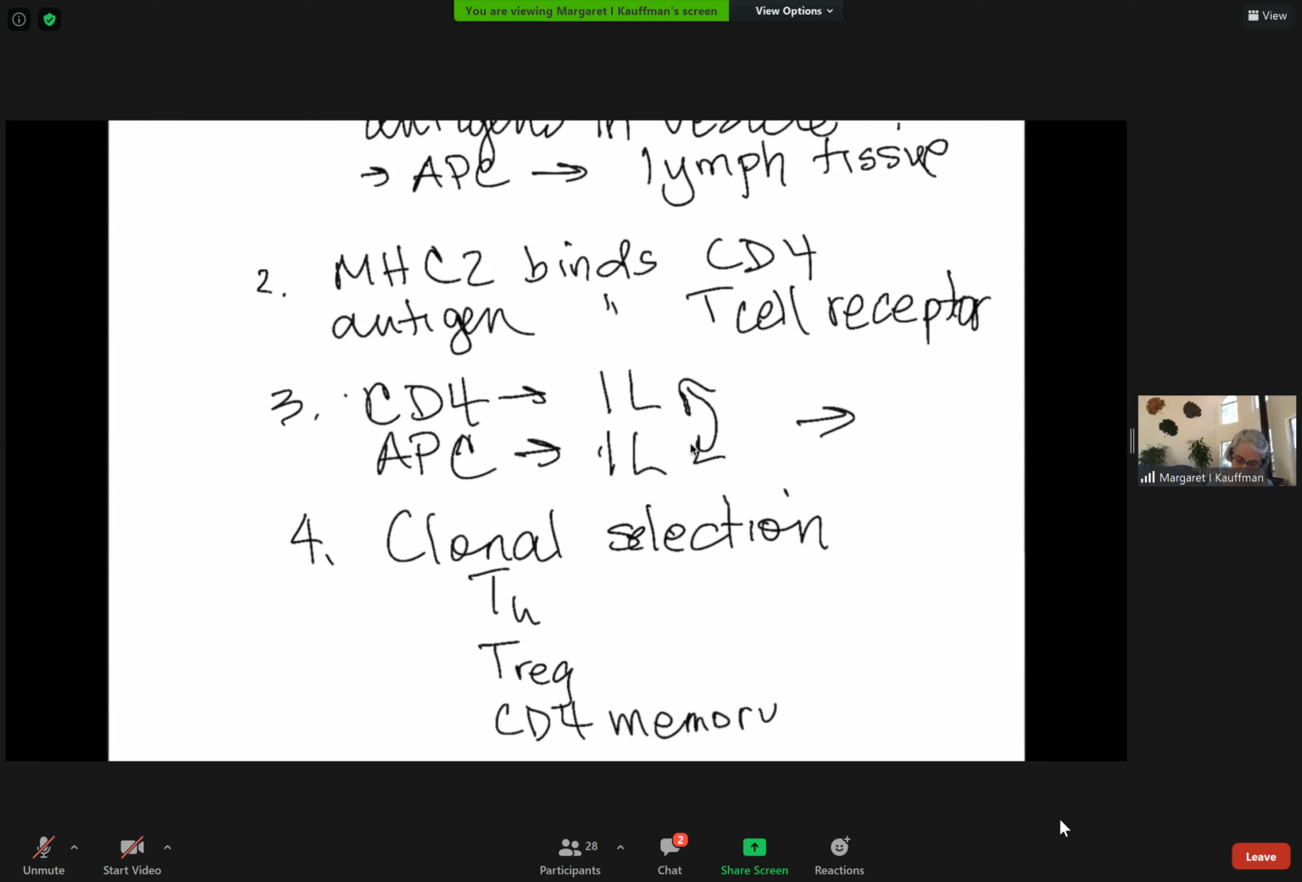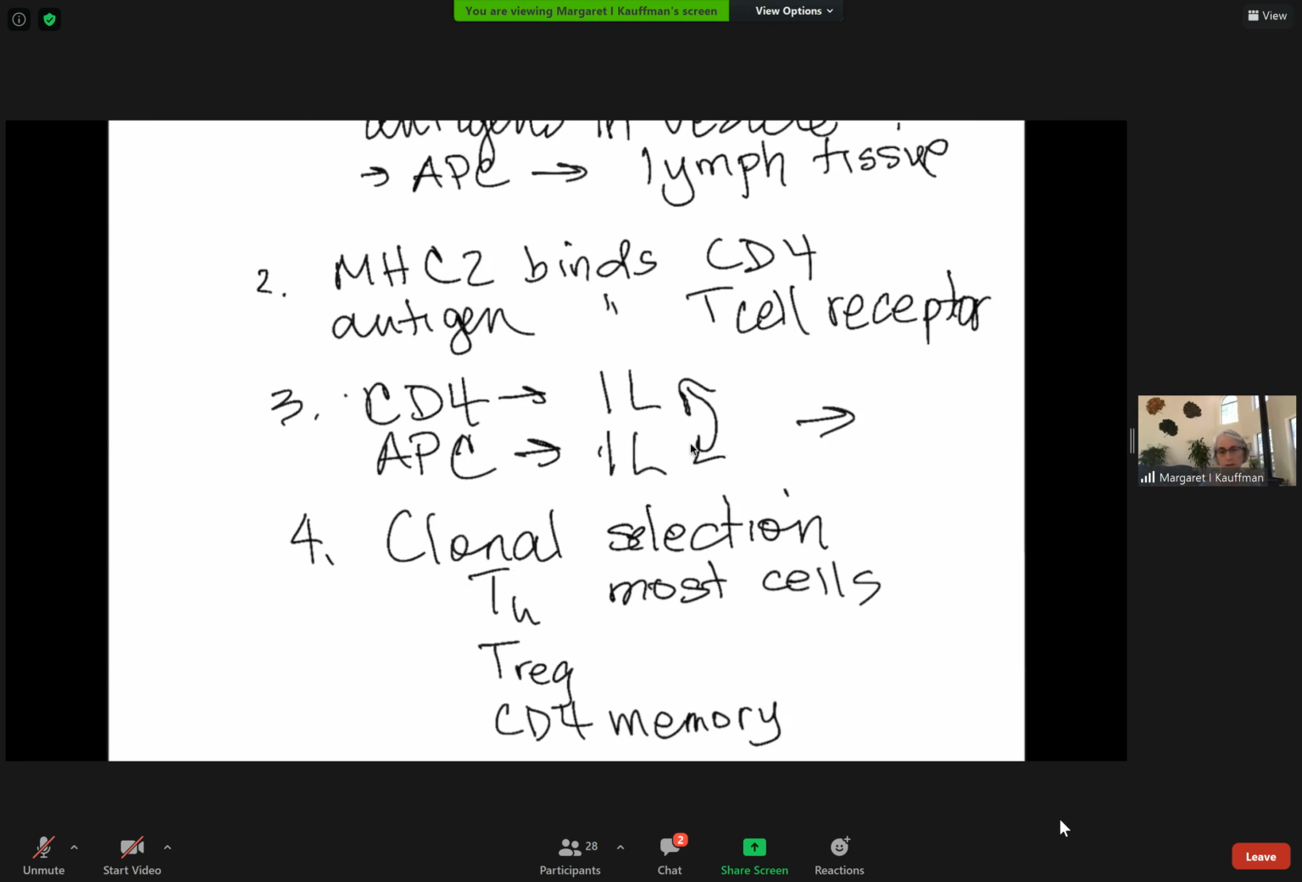Now remember, when you do clonal selection, you're not making one cell, you're doing a massive amount of mitosis. So you're getting lots and lots of T helper cells, the most cells here. And there are some T regulatory cells.